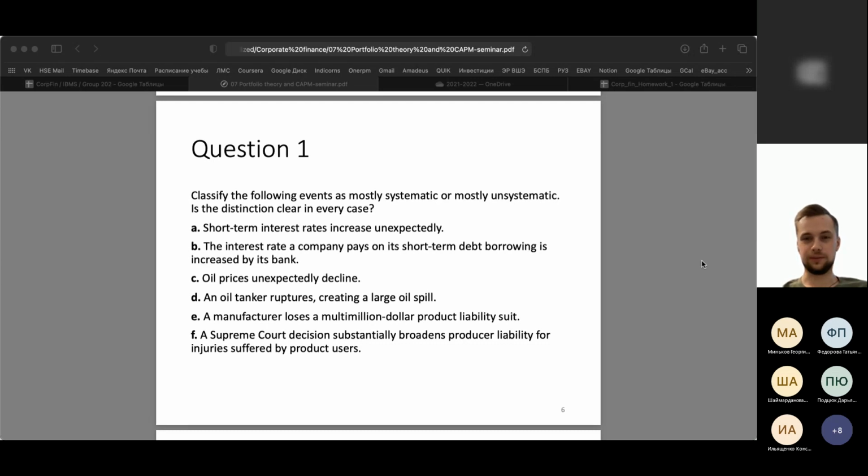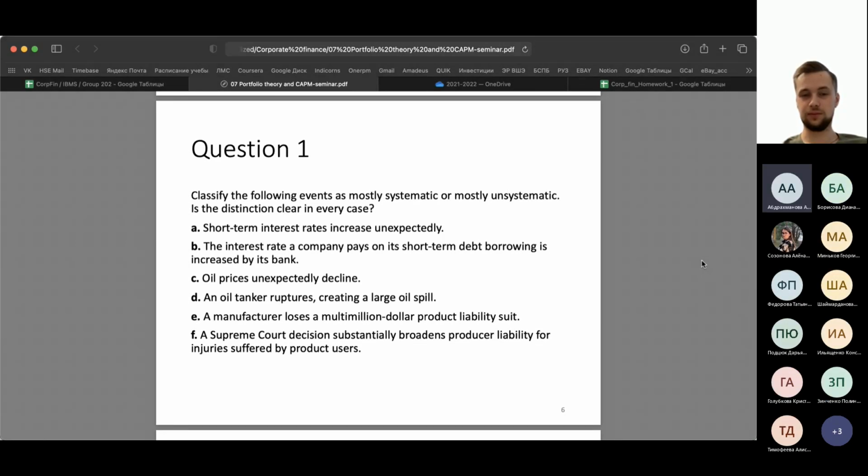Aruzhan, what do you think? Well, I think that this is unsystematic. Why? Because it affects only one manufacturer. So it doesn't affect the whole market in this case. Yeah, that's right. And what about the last one?